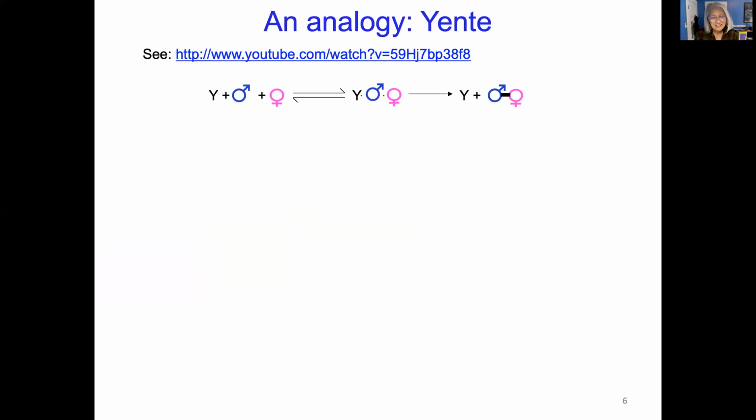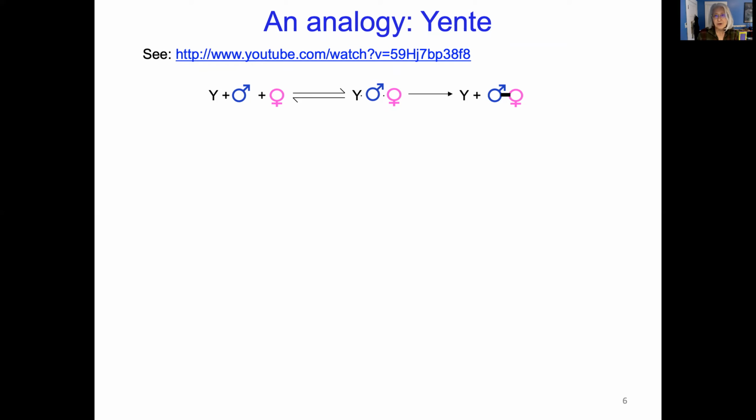Now, I want to try an analogy here. I realize enzyme kinetics is not what most people think about. It is not intuitive. The understanding of this mathematics is not intuitive for most people. So I want to try more of a big picture analogy here. And that is of the matchmaker, Yenta. If you remember seeing Fiddler on the Roof, there's a matchmaker. Her name is Yenta. So we're going to call Yenta the enzyme here, okay?